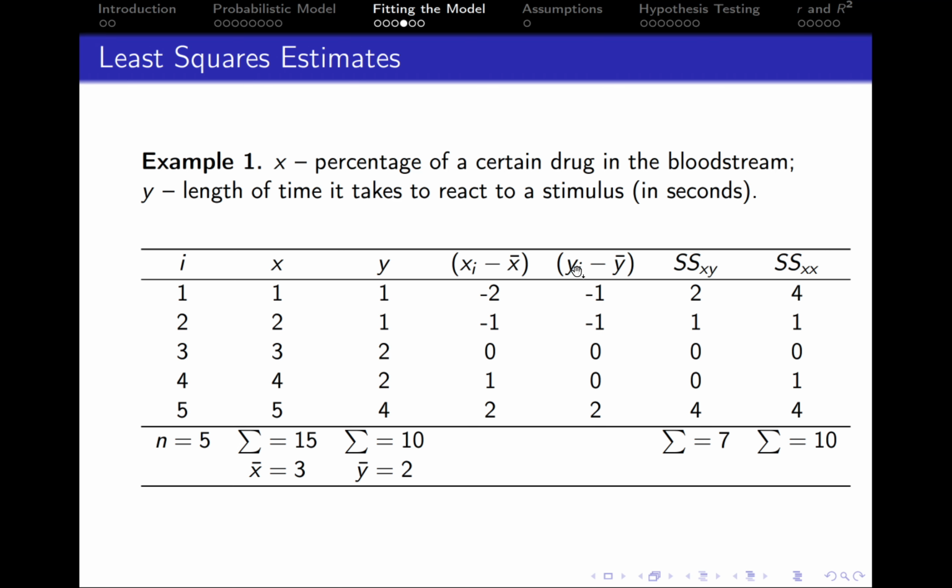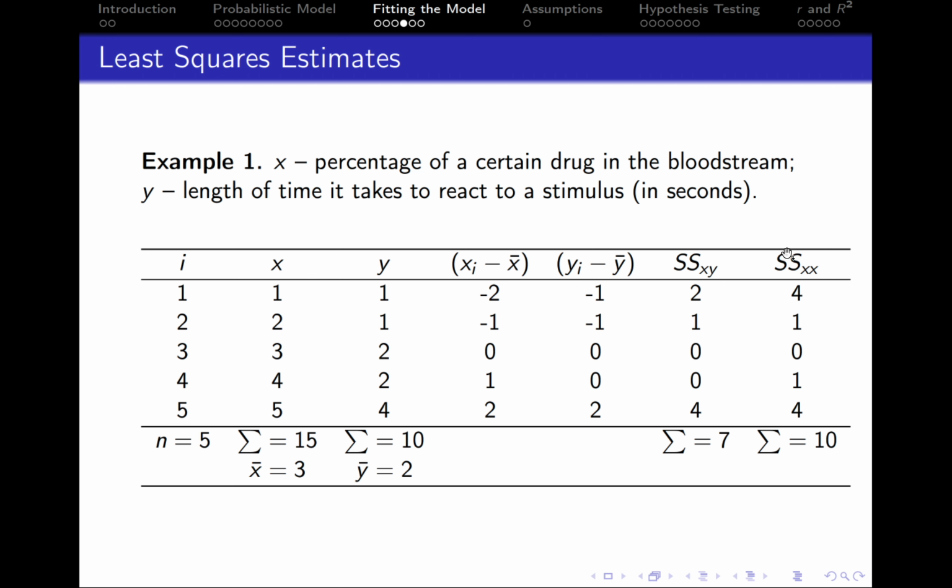In the next column, we calculate the difference between each value of y and its sample mean. So 1 minus 2 is negative 1, 1 minus 2 is negative 1, 2 minus 2 is 0, 2 minus 2 is 0, and 4 minus 2 is 2. And after this, we calculate the value of SS_xy, which is the product of these two differences. So negative 2 multiplied by negative 1 will be 2. Negative 1 by negative 1 is 1, 0 by 0 is 0, 1 by 0 is 0, and 2 by 2 is 4. So when we sum the values in this column, we get the value of 7.